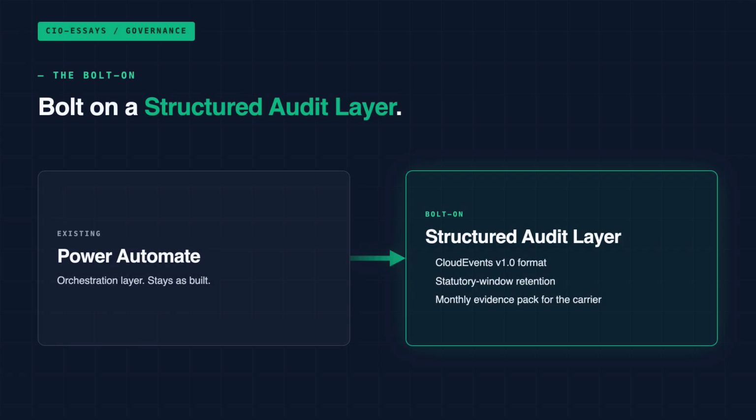What you need at this wall is a structured audit log that captures every AI decision in evidentiary format. CloudEvents version 1.0 is the typical pattern. It retains the log for the statutory window, and produces a monthly evidence pack you can hand to your carrier without 2 engineers spending an afternoon. Power Automate emits the events. The audit layer captures, structures, and retains.